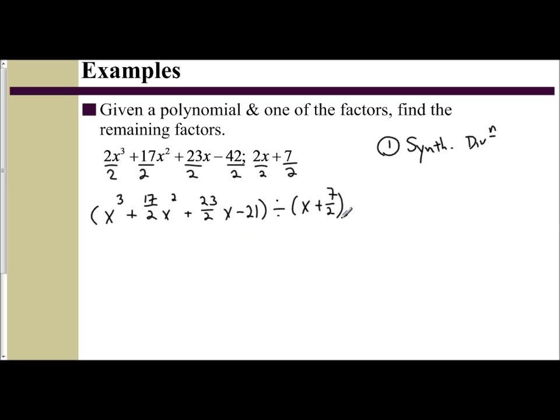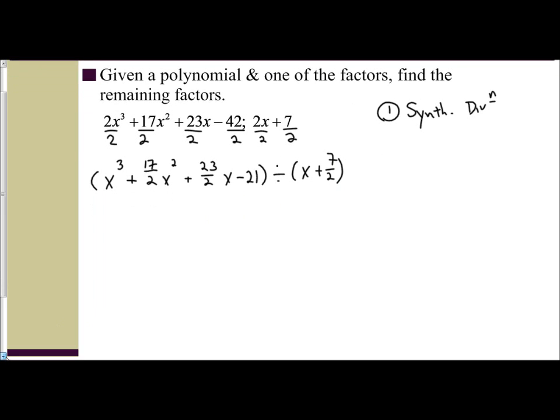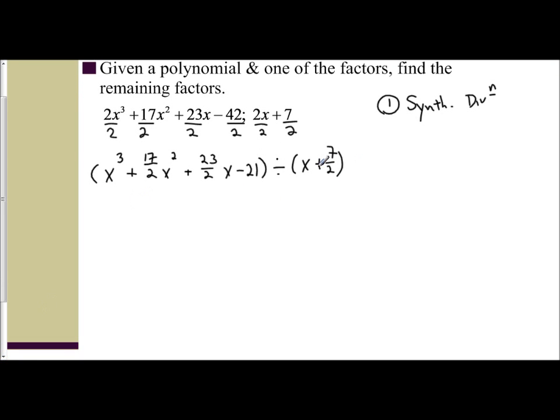So here's our new synthetic division process. Let's set it up. We have a solution of negative 7 halves. We've got to love using the fractions. And now we set up all of our coefficients. We are not missing any exponents, so we don't need to insert anything. We can go coefficient of 1, of 17 halves, of 23 halves, and of negative 21. We set up our remainder box. And let's start doing the synthetic division.